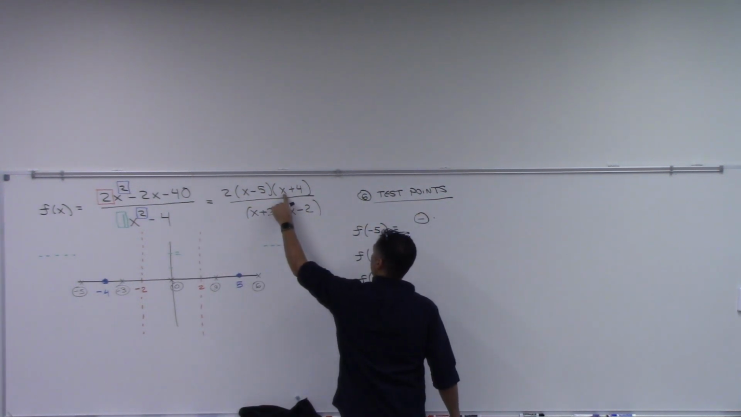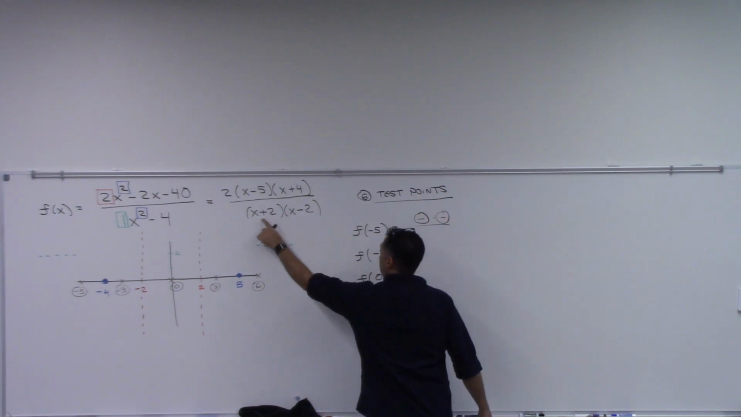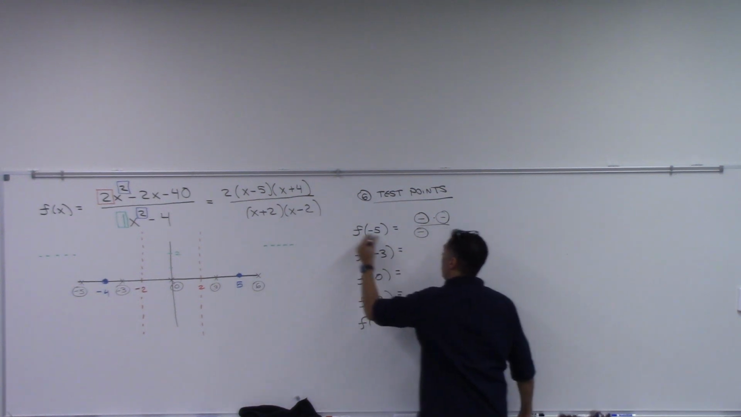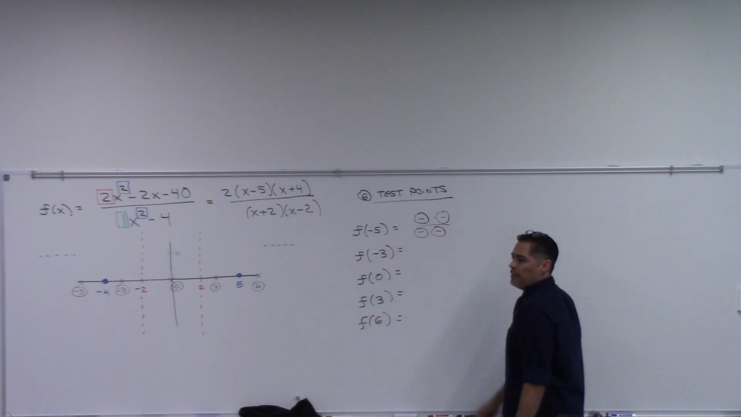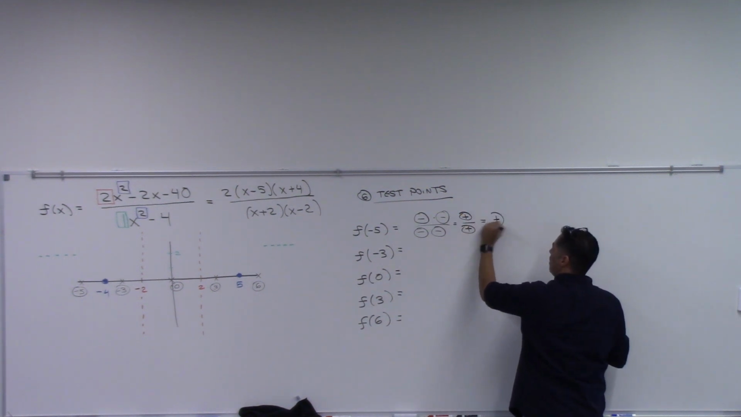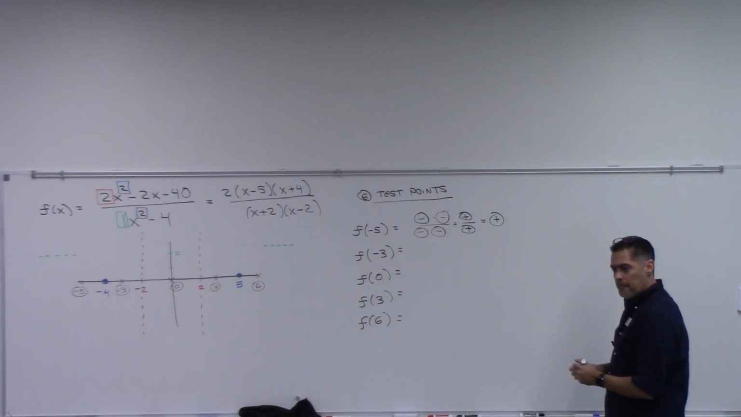Times -5 plus 4, negative. And then -5 plus 2, negative. -5, take 2 more away, negative, right? 2 negatives on top give you positive. 2 negatives on the bottom give you positive, and the ratio of 2 positive numbers is still positive. You don't even have to check -3.